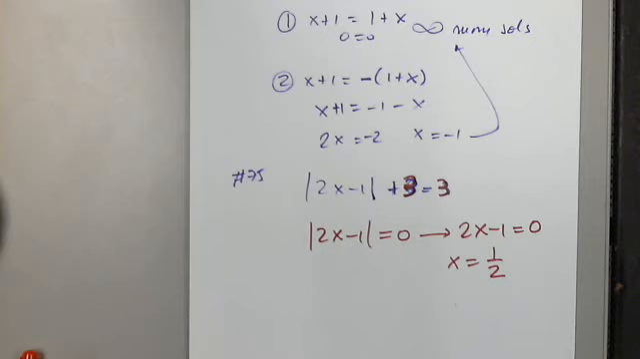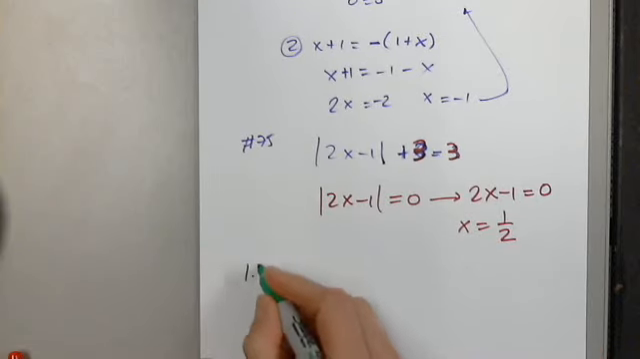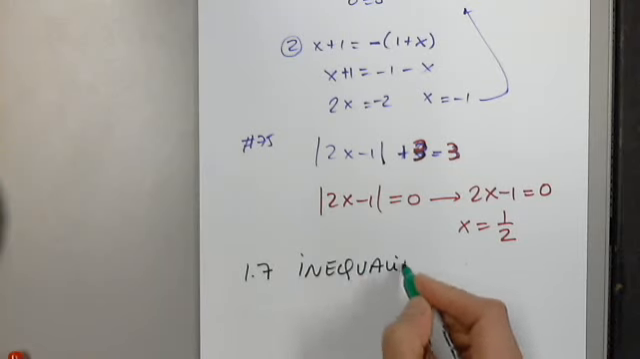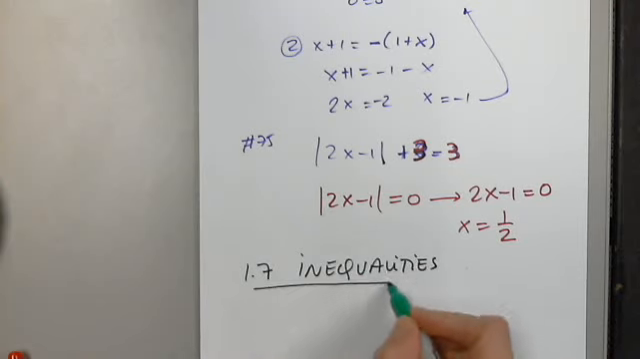Okay, so this is an example in which there is only one solution. The last section of the review of chapter 1 is inequalities. We will not be able to finish this today, but at least let's look at one inequality, and then we can stop. If we have time, we'll do 2.